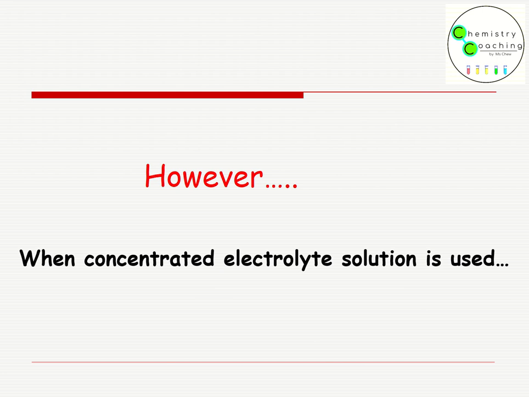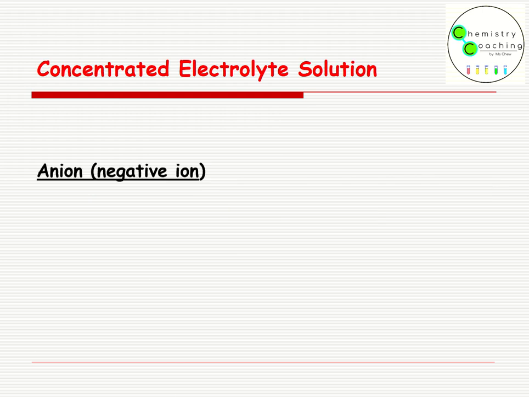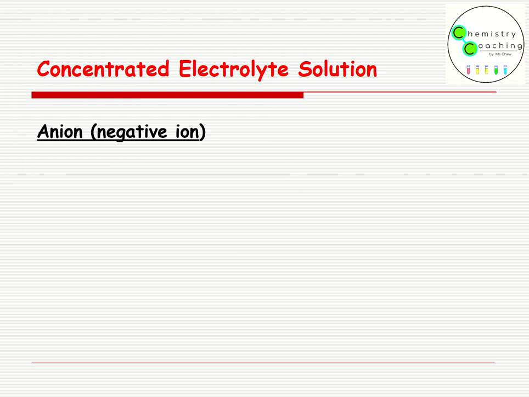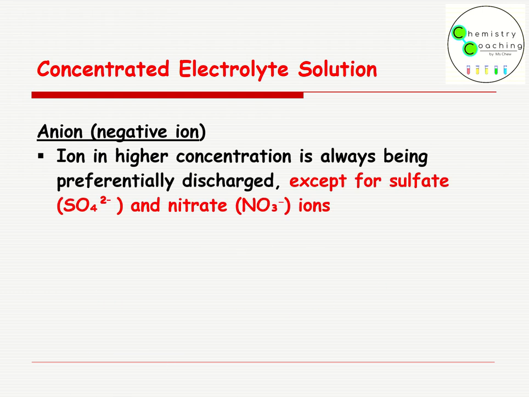However, when concentrated electrolyte solution is used, the ion that is selectively discharged depends on, for negative ion, the ion which is in higher concentration will be preferentially discharged. But not for sulfate and nitrate ion, as both of them will never get discharged during electrolysis. How about for positive ion? The positive ions are not affected by the concentration of the electrolyte solution.